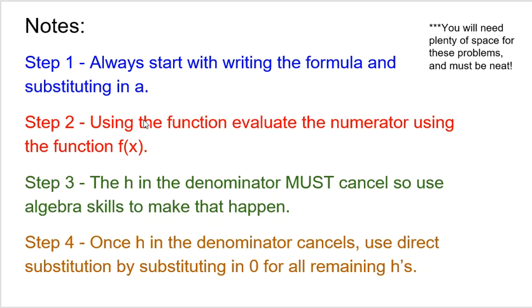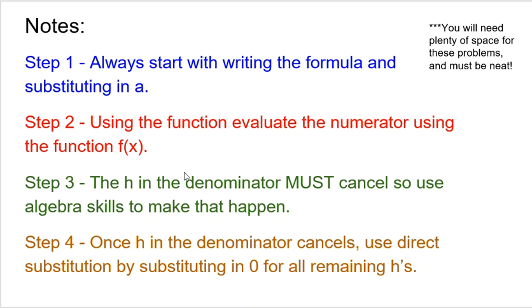Step 2 is using the function to evaluate the numerator using f of x. The h in the denominator must cancel. So use your algebra skills to make that happen. So we're looking for the h to cancel. And I'll explain a little bit more about that in a second.